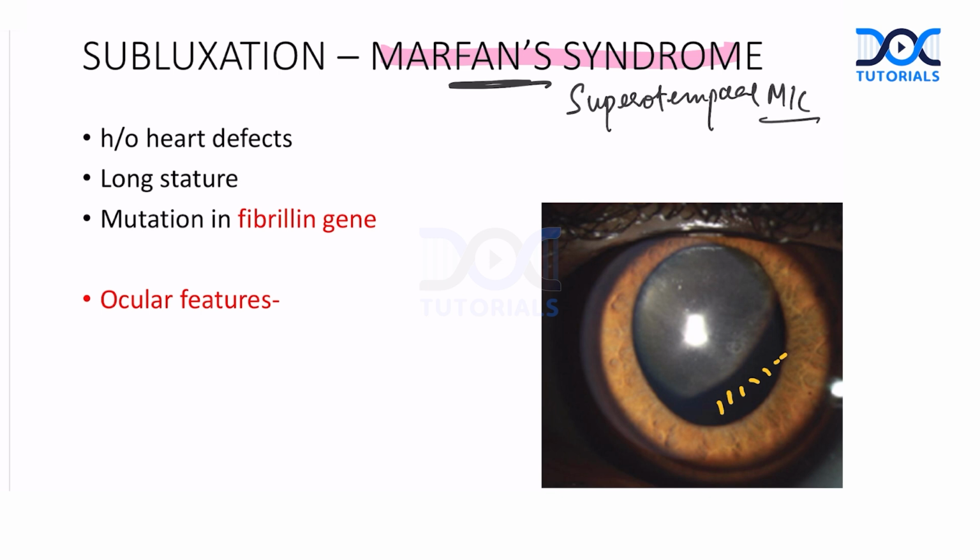So every word is a question again. Now friends, nobody asks you where do you see superotemporal subluxation. Answer is Marfan's. They'll give you a case-based scenario. What is the case? A young man coming to you with heart defects, Marfan's, may have regurgitations, aortic, mitral. Patient is having long stature and there's a mutation in the fibrillin gene. So you can have a case-based scenario and suddenly there is a problem in the vision.